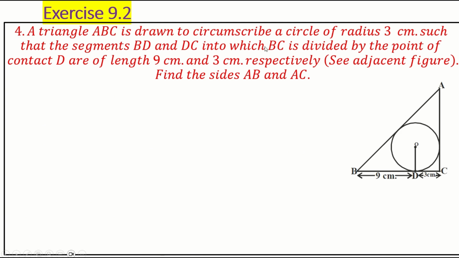A triangle ABC is drawn to circumscribe a circle of radius 3 centimeters, such that segments BD and DC, into which BC is divided by the point of contact D, are length 9 and 3 centimeters. Okay. So there is a triangle ABC. There is a circle circumscribed, and it is touching at side D. This is 9 centimeters. This is 3 centimeters. Find the sides AB and AC.